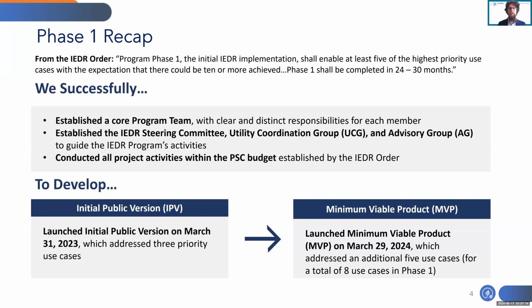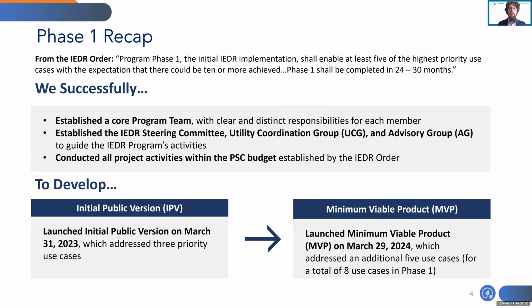We established 3 key stakeholder groups: the steering committee, which is the IEDR's governance body; the utility coordination group, designed to support coordination between the state's utilities and the IEDR team on a range of topics, such as aligning on data specifications and transfer timelines. And finally, our advisory group, which is a diverse group of subject matter experts who provide feedback on IEDR use case prioritization and design on a regular basis.